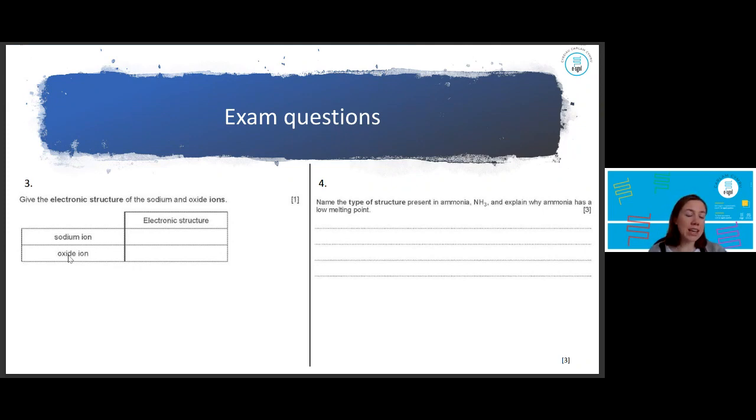And then the oxide ion, in order to become an oxide ion, it must have gained 2 electrons. Okay, so all you would do is put the original electronic structure down for these atoms, but then add or take away electrons depending on whether it's a metal or a non-metal. Name the type of structure present in ammonia and explain why ammonia has a low melting point. Let's have a look at these mark schemes to finish off.